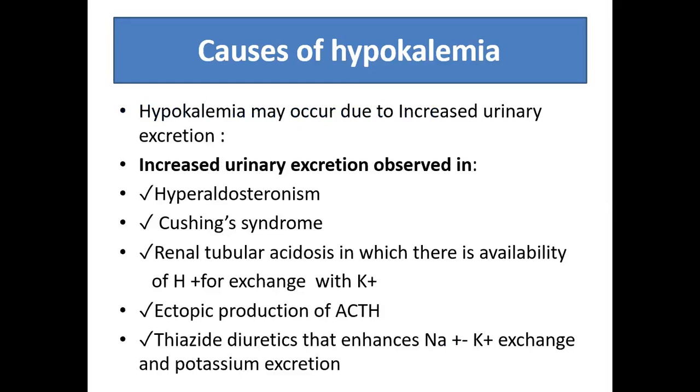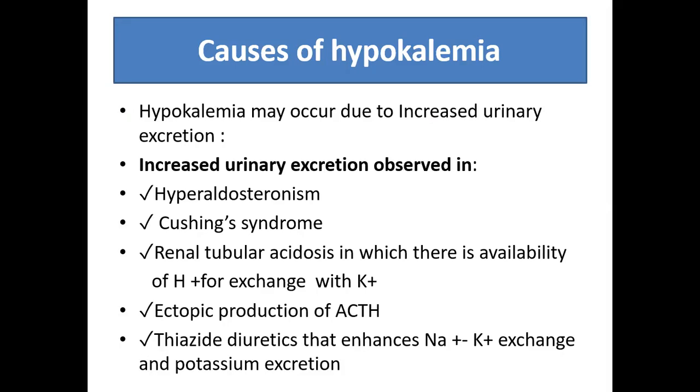Now, hypokalemia may also occur due to increased urinary excretion, right? Increased urinary excretion of potassium will be observed in hyperaldosteronism. As we all know, what does aldosterone do? Aldosterone basically excretes out potassium, so that can lead to hypokalemia. Apart from it, Cushing syndrome will also cause hypokalemia. Also in renal tubular acidosis, in which there is an availability of hydrogen ion for exchange of potassium.